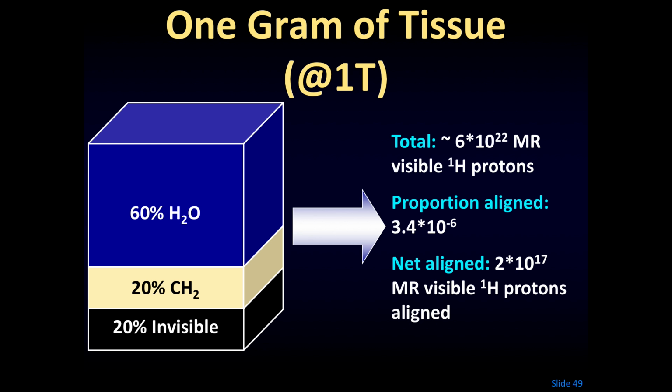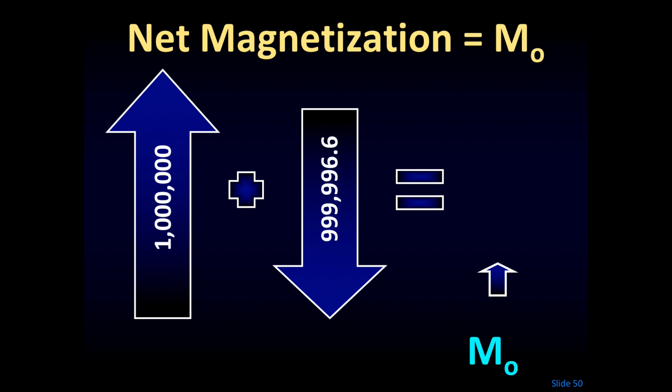So if we have 1 gram of tissue, and that gram of tissue is 60% water, which we can see, 20% fat, CH2, which we can see on MRI, and 20% invisible, that's proteins, amino acids that we can't see, then with a few back-of-the-envelope calculations, we can figure out that even though the net alignment is only 3 per million, there are so many protons in 1 gram of tissue that we still can see over 10 to the 17 protons per gram of tissue. So it's because there are so many protons that we can see anything even though the net alignment is so low.